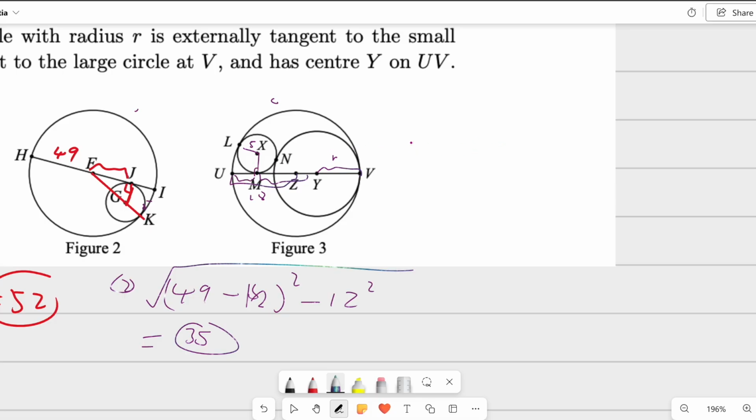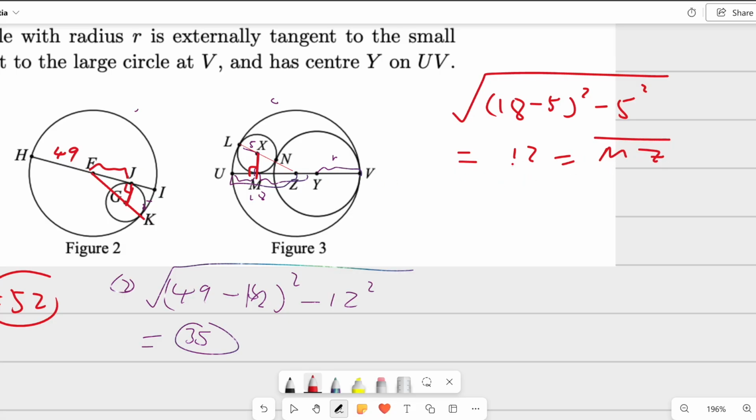So what we can do is draw the line, and this one. So right now it's easy to see how this works. We just need to do the square root of 18 minus 5 bracket square, minus 5 square. And after some calculation, we get our answer, 12. So MZ equals 12.